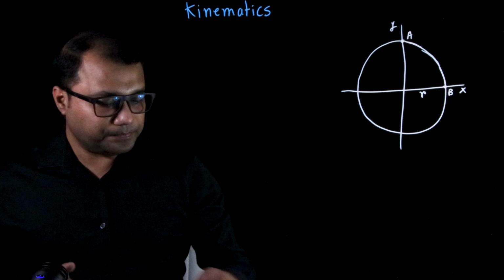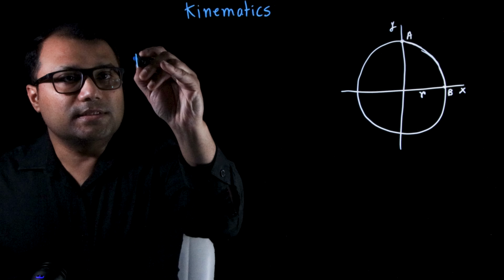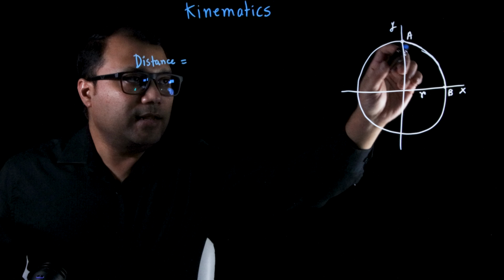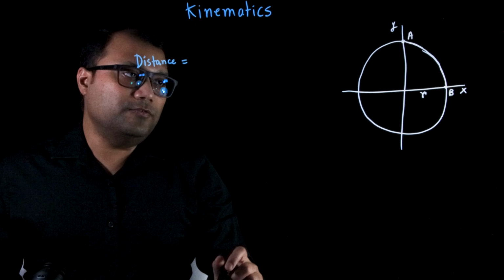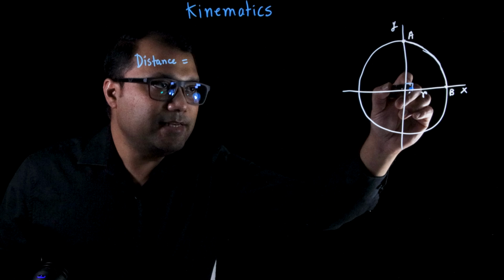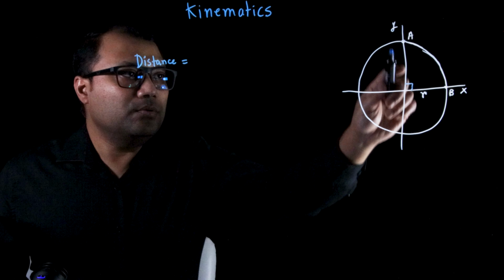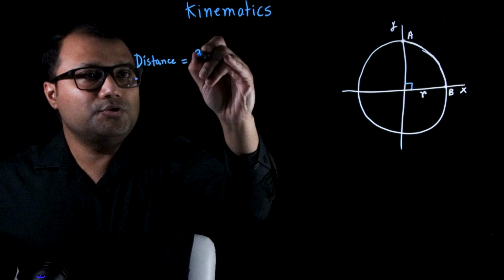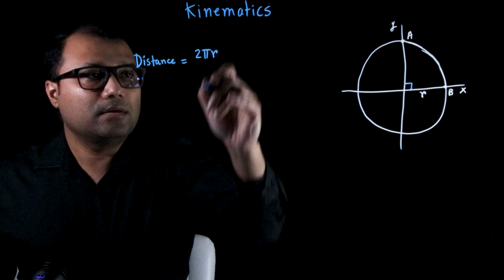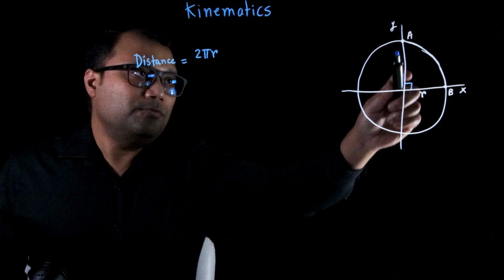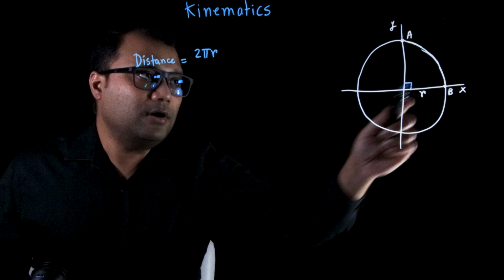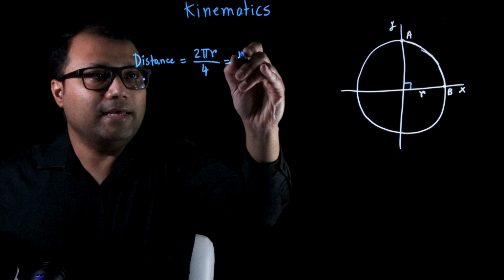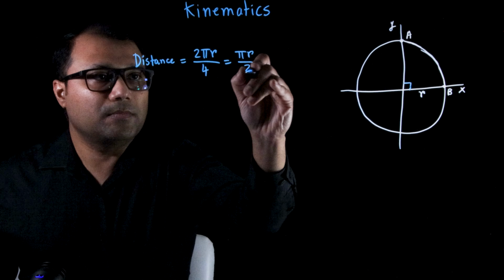So like we know, the distance is the length of the arc or length of the path that the body covered. Since we know this is 90 degrees and we know the perimeter of a full circle is 2 pi r. However, we are only covering 1/4 of the perimeter, so the distance covered will be divided by 4, which is pi r by 2. Okay.